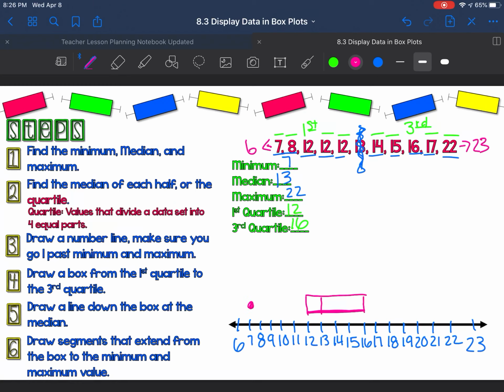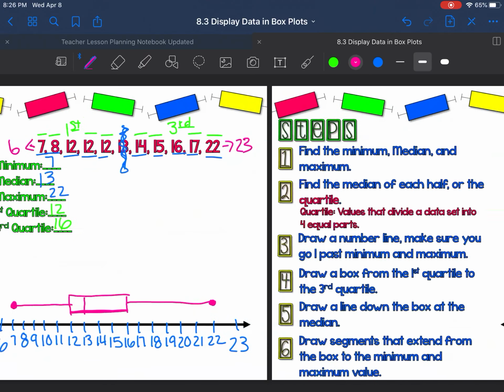So now I need to make my whiskers. So I'm going to come to 7. I'm going to draw my dot. And then I'm going to connect my dot to my box. And then I'm going to come to my maximum at 22. I'm going to make my dot, my other whisker, and I'm going to connect it. You want your whisker to kind of be straight. I went a little crazy there, but... And that's it, guys. That's all that we are doing today.